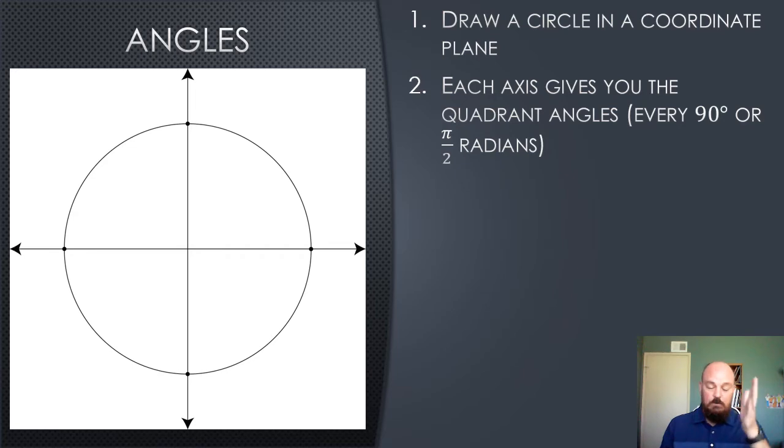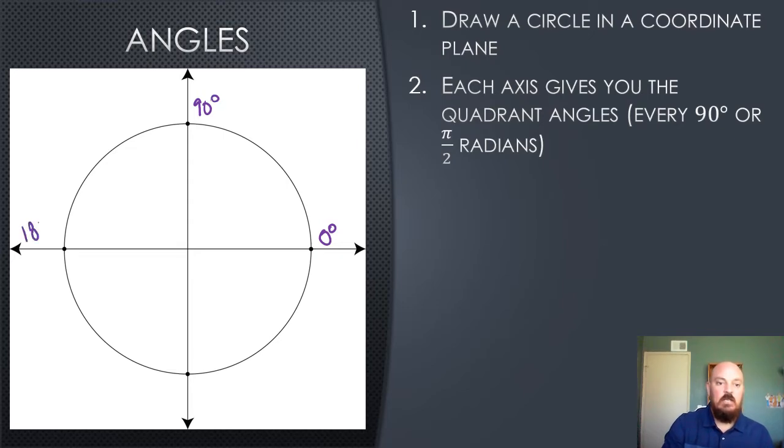Now, the coordinate plane itself, the axes, give you some of the angles. They give you what we call quadrant angles, and in degrees it would be every 90, and in radians it would be every pi over 2. So let's label those. Let's label what we have so far. So in degrees, this is 0. 0 always starts, that's 0 degrees. Always directly to the right is 0. And if I start going around counterclockwise, the top would be 90.